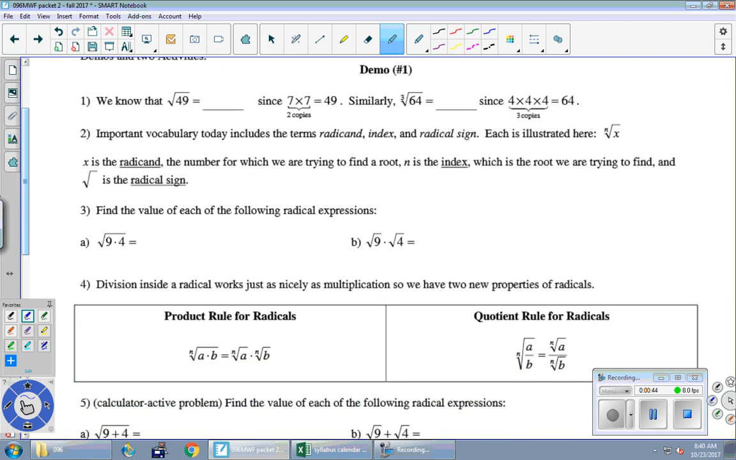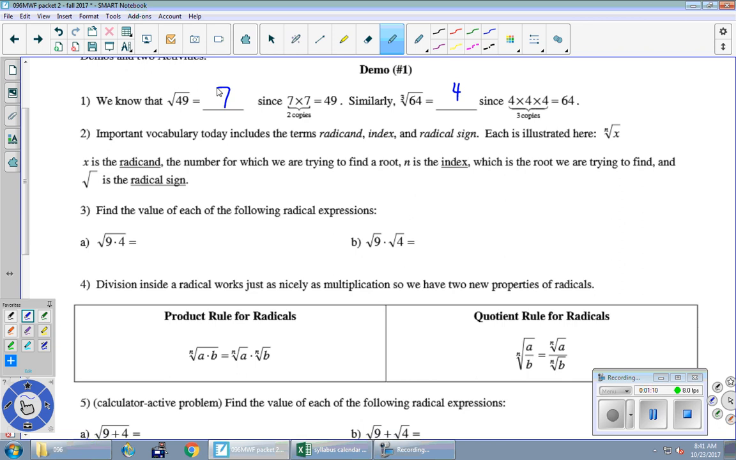So we know the square root of 49 is 7. And we know that that's 7 because 7 times 7 is 49, 2 copies of a 7. And that's why square root of 49 is 7. Similarly, what is the cube root of 64? It's 4, because 4 times 4 times 4, 3 copies of those, equals 64.